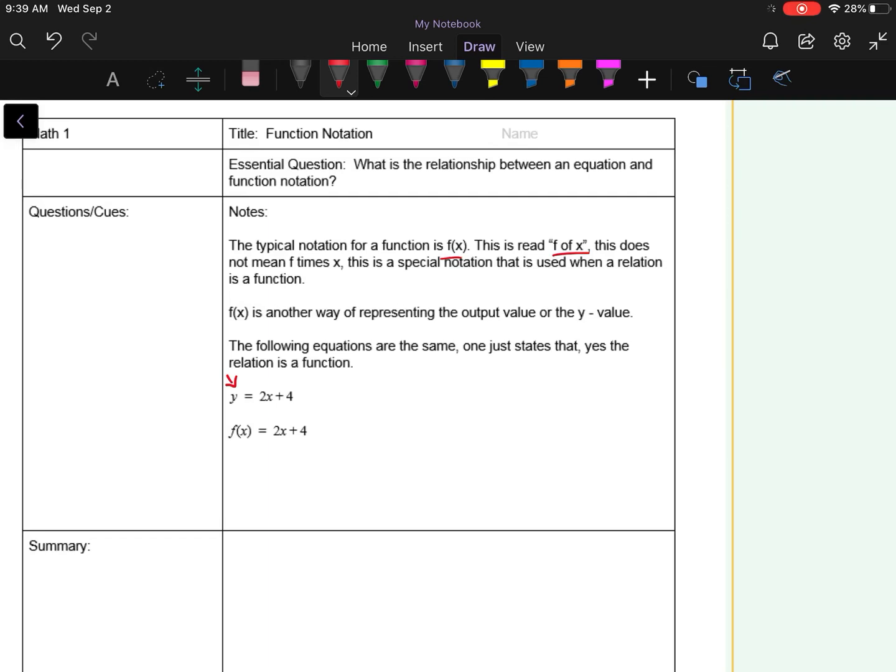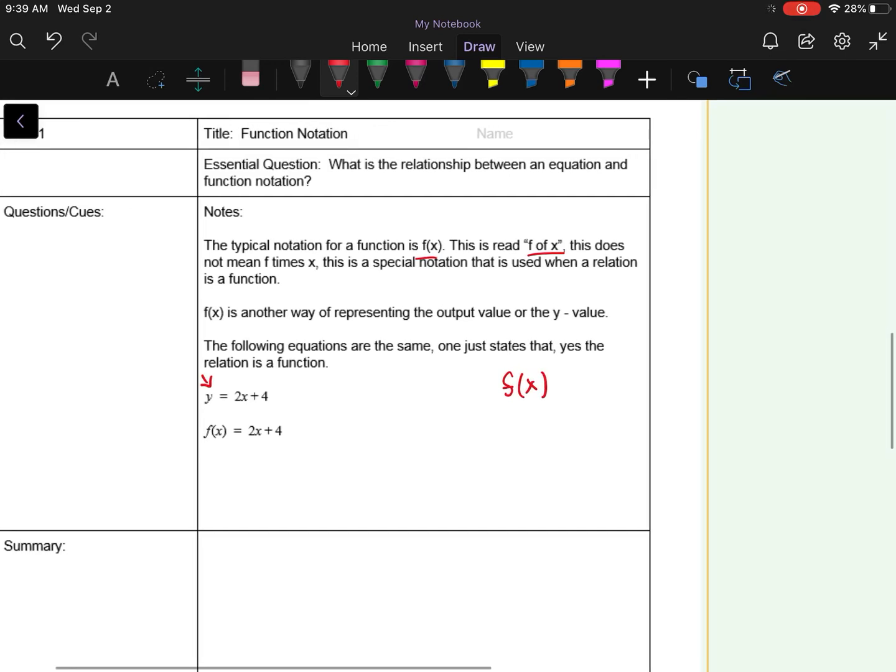It is just a fancy way. I always say, in math, we like to take simple subjects and make them complicated, because that's what we do. So just think about it this way: f of x is a fancy way of saying y. If we have this equation, y equals 2x plus 4, the way we do it in function notation, which sounds super difficult and scary, is just make the y into f of x.